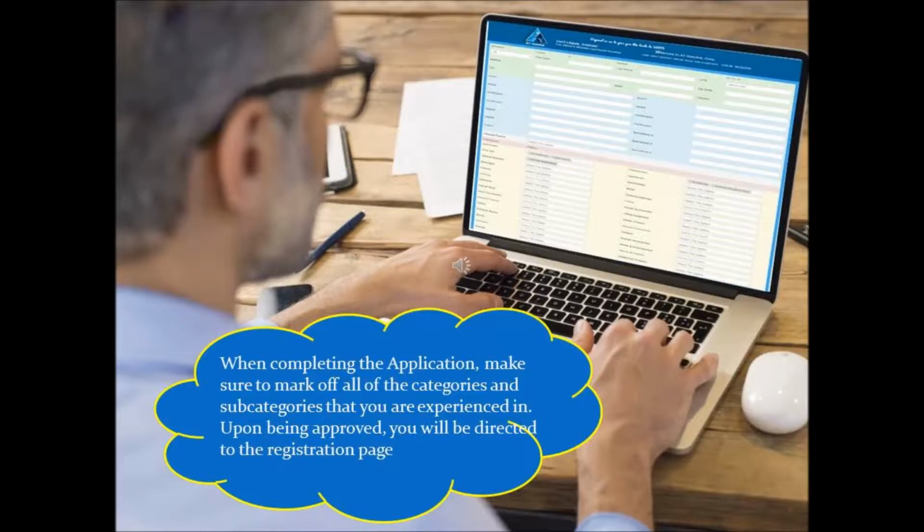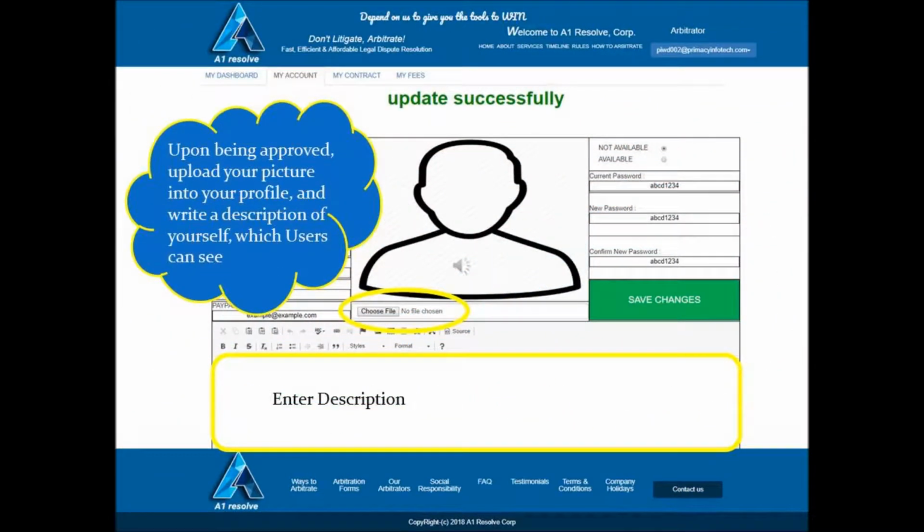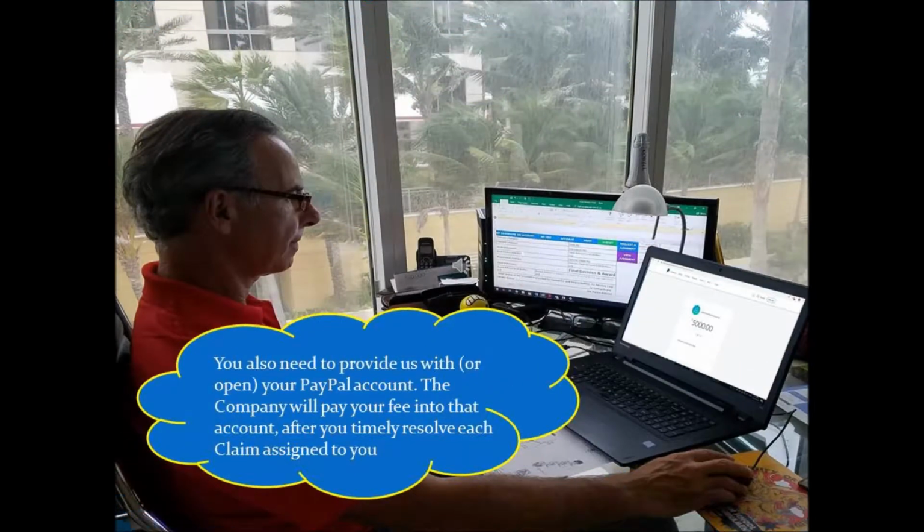Upon being approved, you will be directed to the registration page. Read the entire terms and conditions of use before accepting them. Upon being approved, upload your picture into your profile and write a description of yourself, which users can see. You also need to provide us with or open your PayPal account. The company will pay your fee into that account after you timely resolve each claim assigned to you.